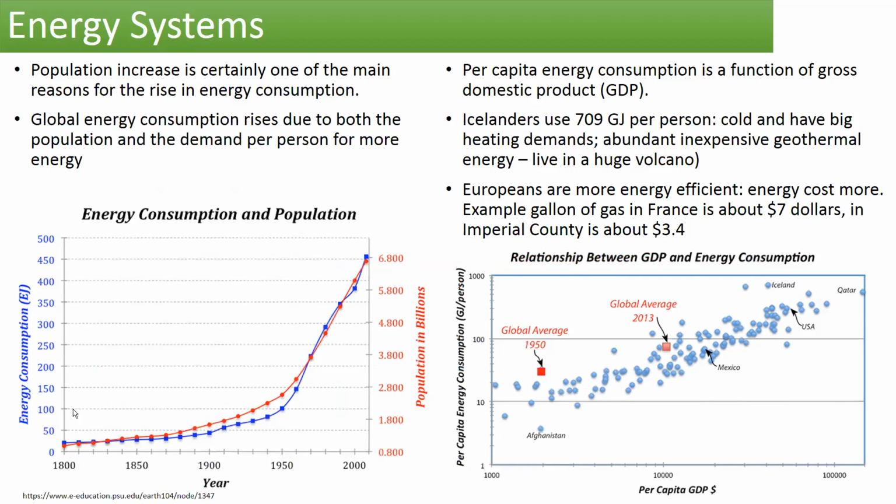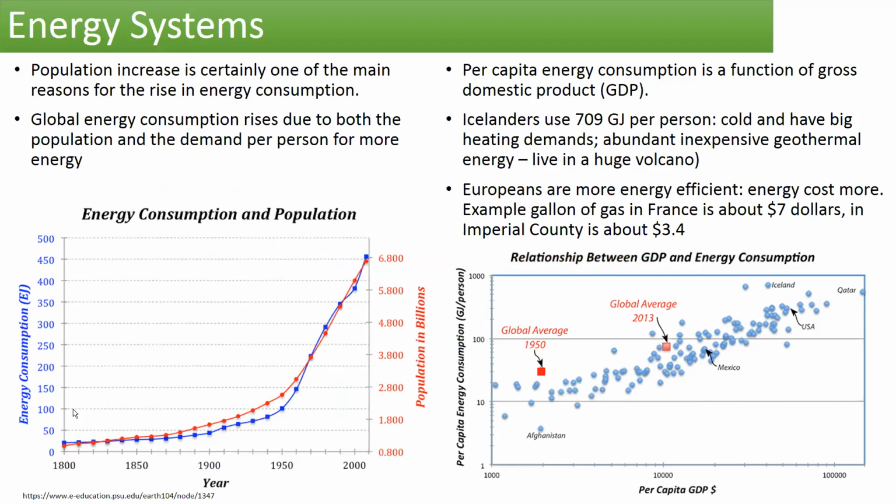But if you use that same amount of energy in other places, it may cost more money. Another example is France. In France, 1 gallon of gas is about $7, but here in Imperial County it is $3.4 per gallon. So you have to have more money in order to have the same gallon, in order to produce that energy, depending on what part of the earth you are living in, okay?